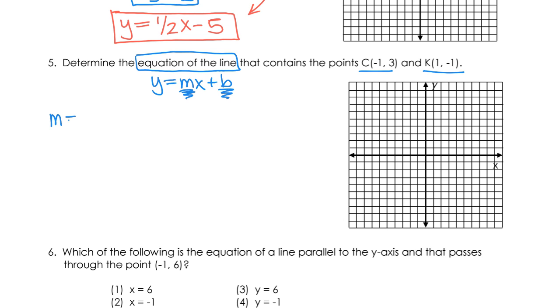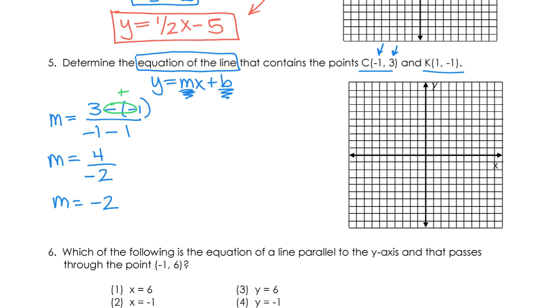So we're going to say m equals y2 minus y1 over x2 minus x1. So I'm going to choose to put the y of 3 first, and then minus my other y, which is negative 1. Because I chose that order on the top, I chose this y to go first, I have to have that x go first. So I'm going to have negative 1 on the bottom minus positive 1. Okay, we're going to go ahead and clean this up. On top, 3 minus a negative 1 is the same thing as saying 3 plus 1, which is 4. On the bottom, we have negative 1 minus 1, which is negative 2. Okay, and 4 divided by negative 2 is a slope of negative 2. We'll give that a little circle. We are halfway there.